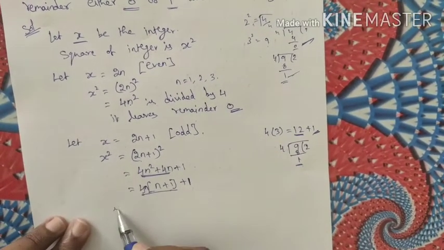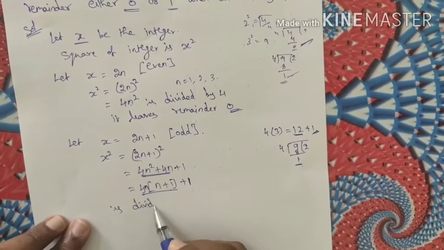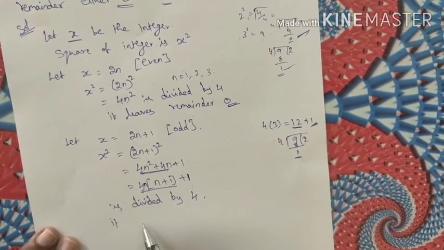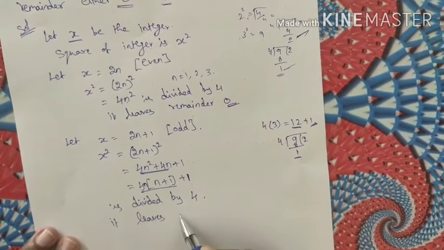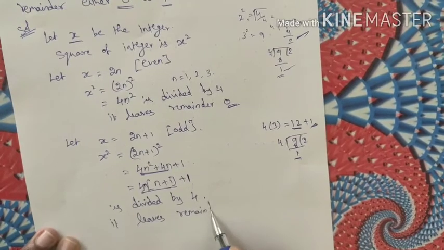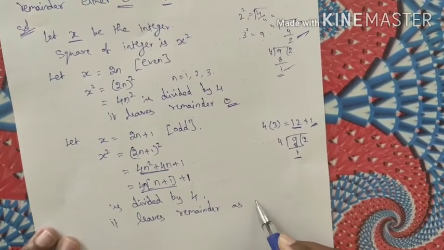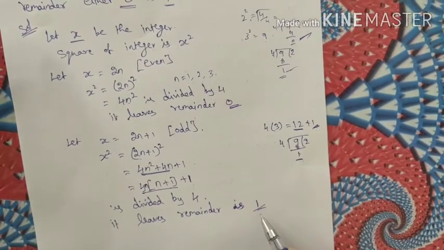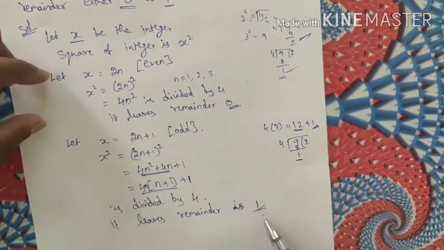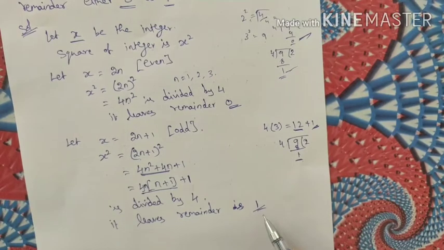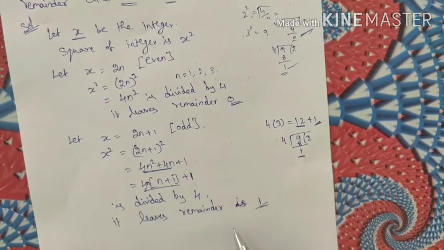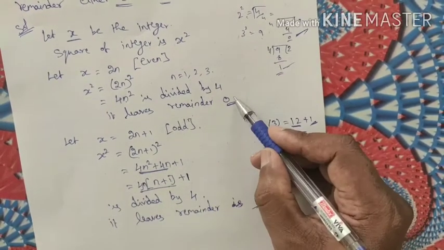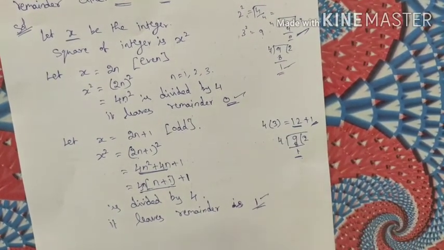So it is divided by 4, it leaves the remainder as 1. So whichever integer we choose, whether a positive integer or a negative integer, when it is divided by 4, any even number leaves the remainder 0 and any odd number leaves the remainder 1. That is the solution.